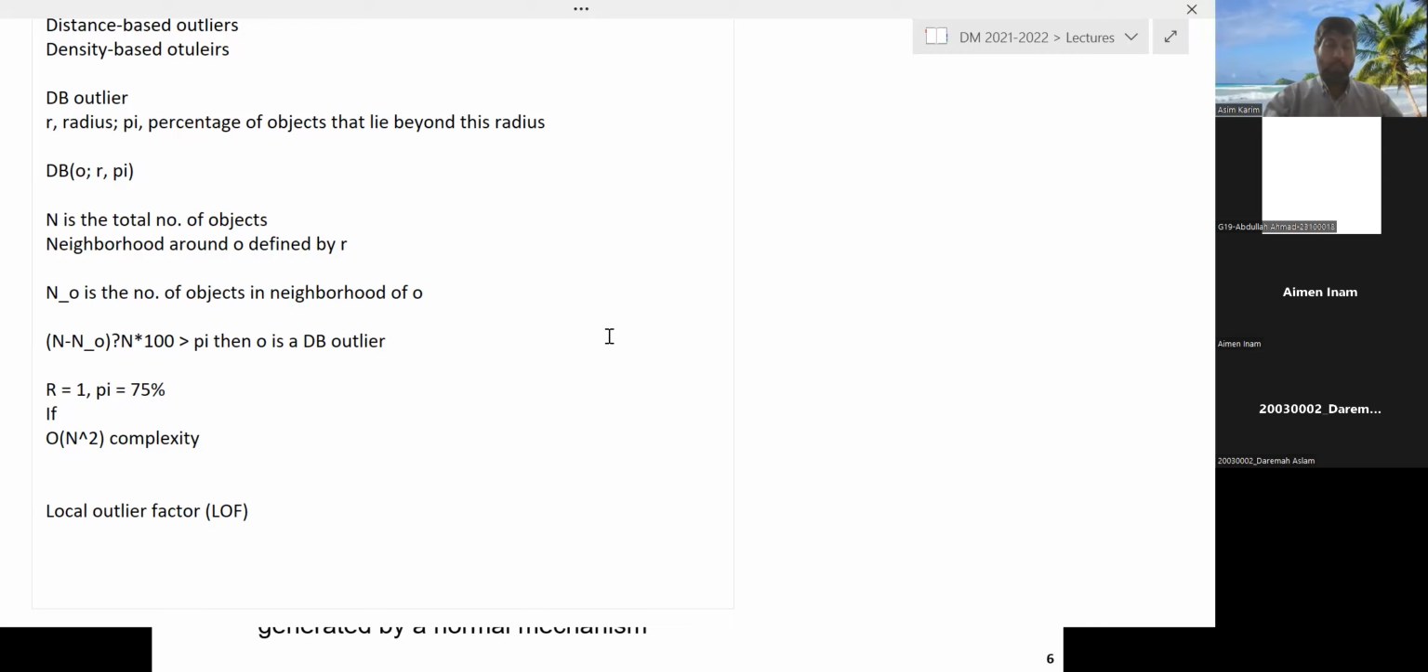By the way, this LOF that we are going to discuss is going to be very similar to the density-based clustering techniques that we talked about earlier, the DBSCAN, for example. And of course, as I said, this is density-based, so it is very similar to the DBSCAN technique that we studied earlier for clustering.